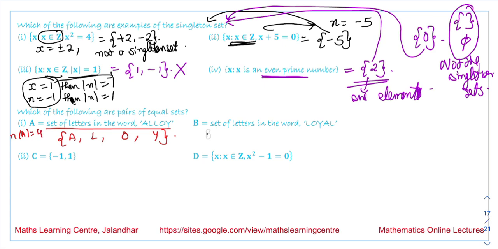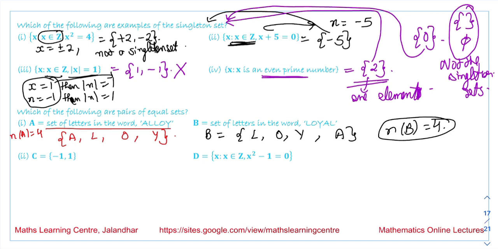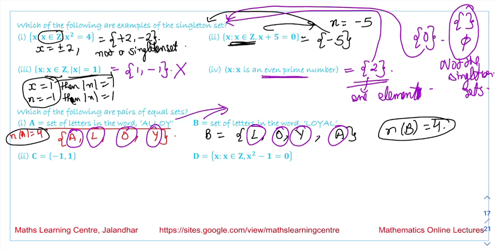When we are talking about this set B, the elements we have are L, O, Y, A. Number of elements in B is 4. First thing is both these sets are equivalent sets. Next we have to check the corresponding elements, A, then L, then O, and then Y. The corresponding elements are also equal. So both these sets are equal to each other.